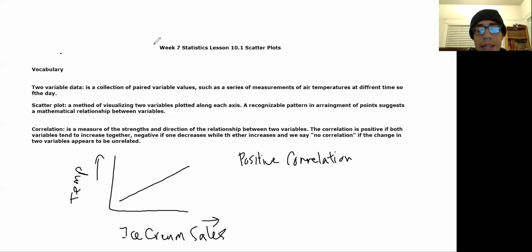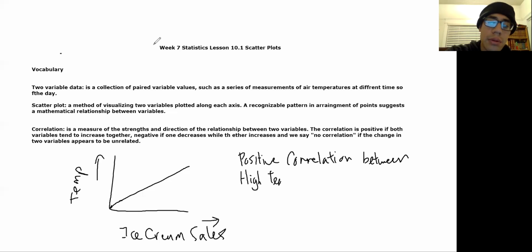or in other words, a positive relationship. That means that the line is going up, right? The line is going up because it starts near zero, it goes onto here, it starts at zero, and then it goes up. The more it goes to the right, the higher it goes, right? There's a positive correlation between high temperatures and ice cream sales.